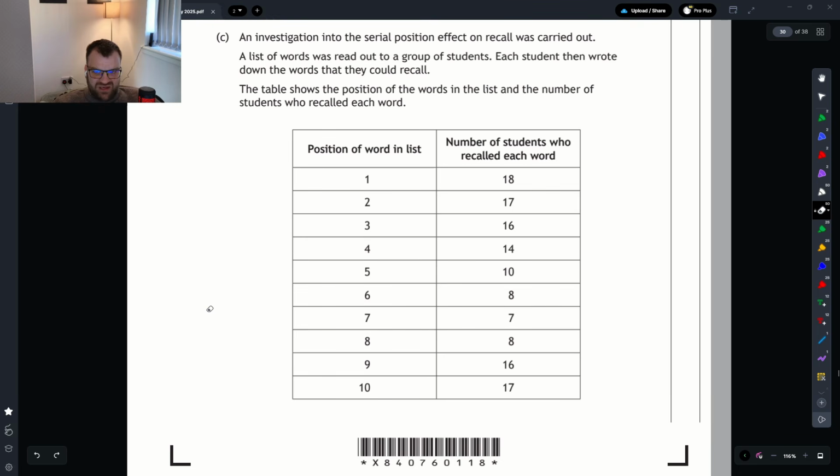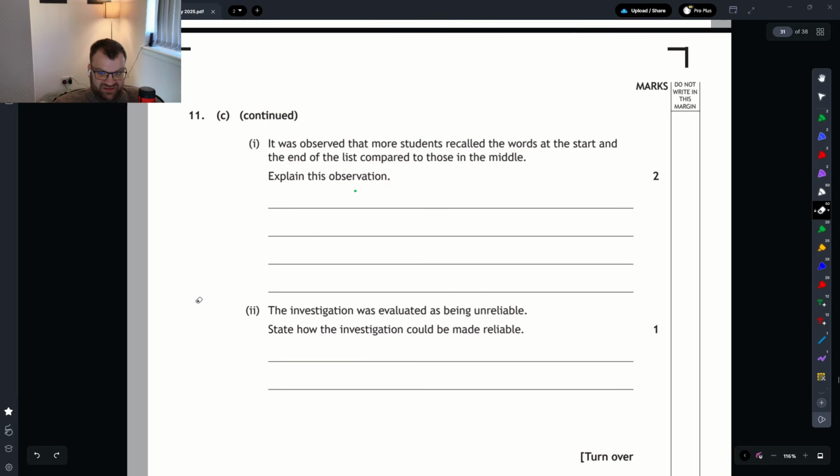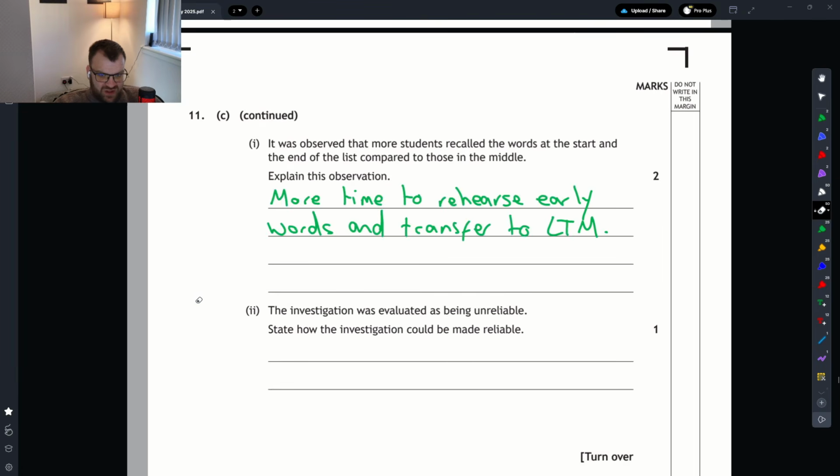In a serial list, this is showing that the earlier words and the later words are remembered better than the ones in the middle. That can be partly because you're paying more attention at the beginning, and then you realise that it's about to finish, and then you zone back in for the last couple of words. They're asking us to explain why they remembered more at the start and more at the end than in the middle. Well, at the start ones, you get more time to rehearse.